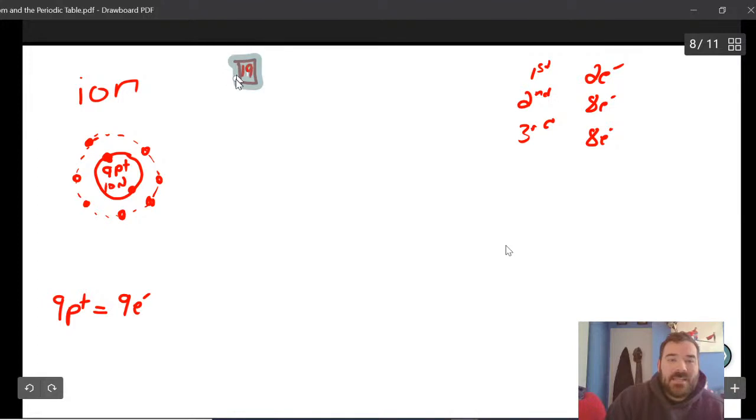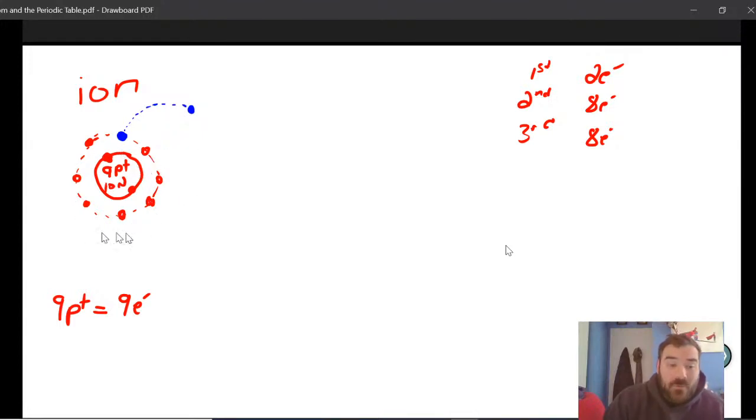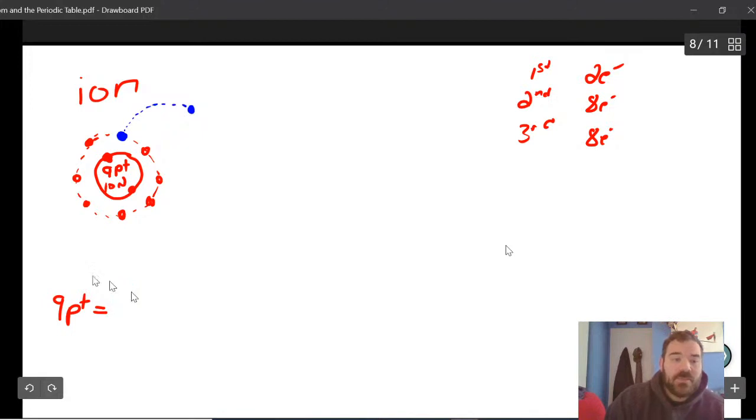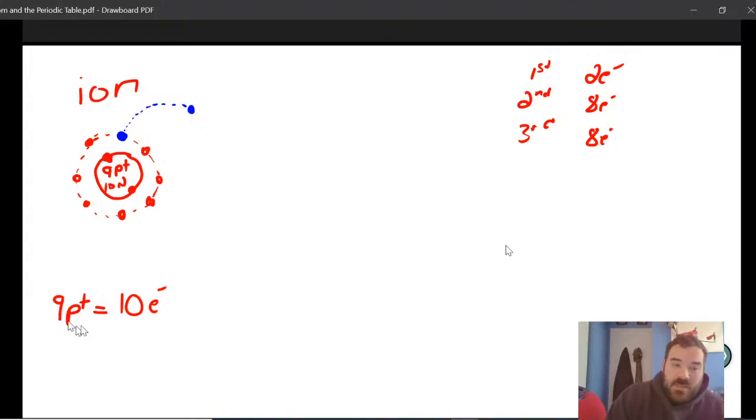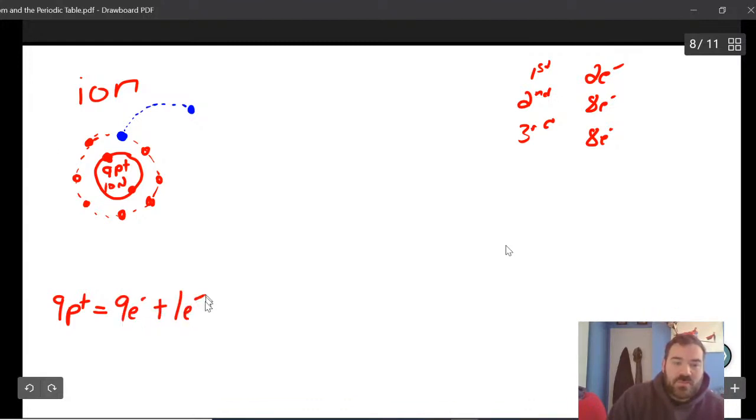And so if fluorine were to gain an electron from elsewhere, and it would usually gain an electron from another atom, now, fluorine doesn't have 9 positive protons and 9 electrons. It has 9 positive protons and 10 negative electrons. So it actually has a net negative 1 charge, because the 9 protons here are canceled out by the 9 electrons here, but then there's 1 extra electron. That extra electron is going to give this atom a net negative 1 charge. So what we would say is this atom has a charge of 1 negative.